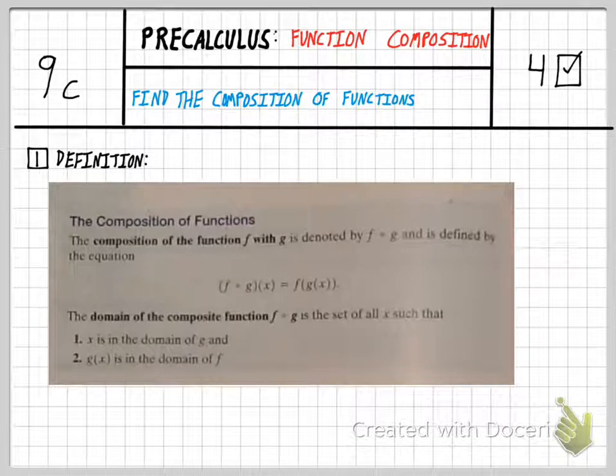Pre-calculus concept 9c, function composition. This will be a bit of a challenging lesson because this is something most of you have never seen before. Four boxes, we're going to start with the definition.